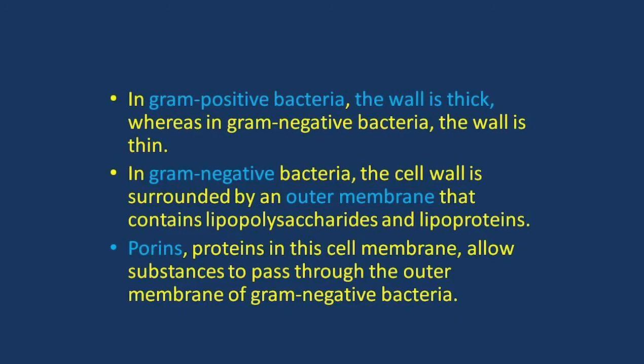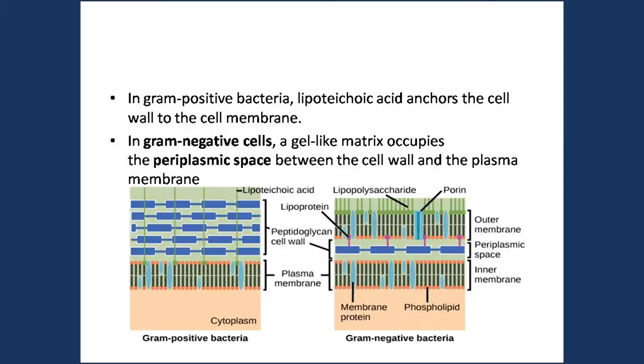In gram-negative bacteria, the cell wall is surrounded by an outer membrane that contains lipopolysaccharides and lipoproteins. Porins, which are transmembrane proteins that extend from one part of the membrane to the other, allow substances to pass through the membrane. So porins are found in gram-negative bacteria. From this picture, you can make out the major differences between gram-positive and gram-negative bacteria.